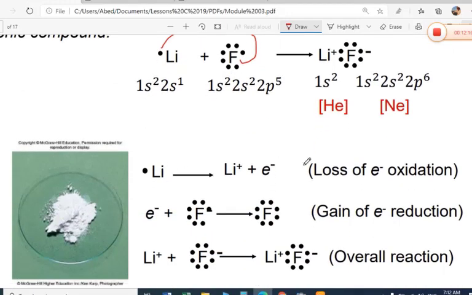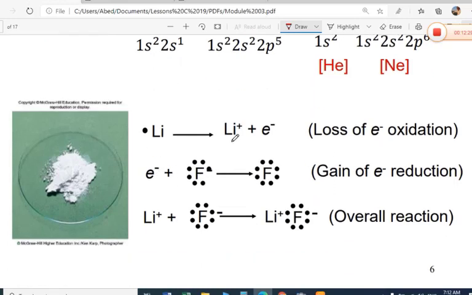The element which loses the electron undergoes a process called oxidation, and the gaining of electrons is called reduction. When this positive and negative combine, it is the overall reaction, and the ionic compound lithium fluoride will be formed. This is the color of the compound.